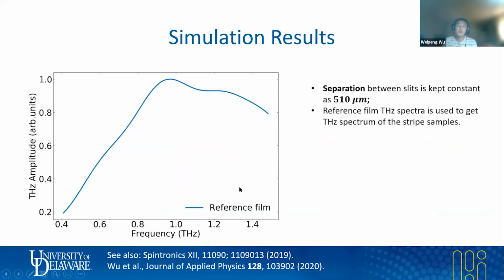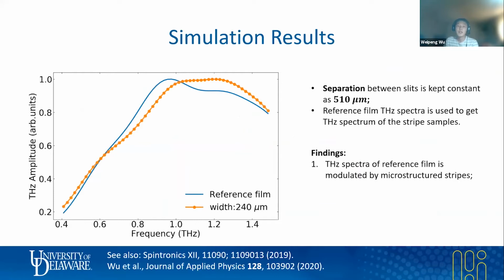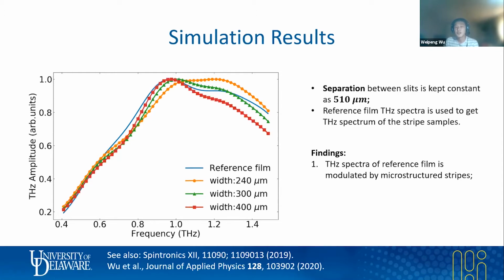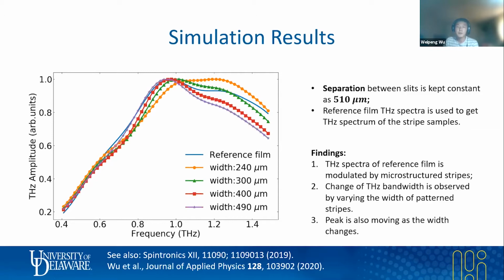And then we use the spectrum of the reference film as an input spectrum, and calculate the spectrum of different microstructures. As you can see, the terahertz spectrum is truly modulated by this kind of microstructure. And as we vary the stripe width, or we change the microstructures, we can see a modification to the terahertz spectrum. Overall, we see the change of terahertz bandwidth over here, and then a moving of the peak over here.